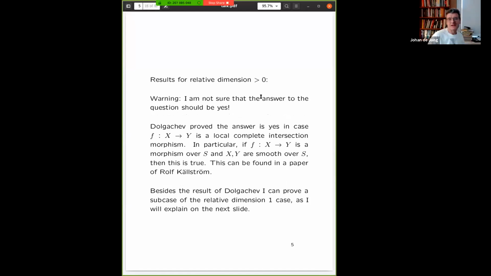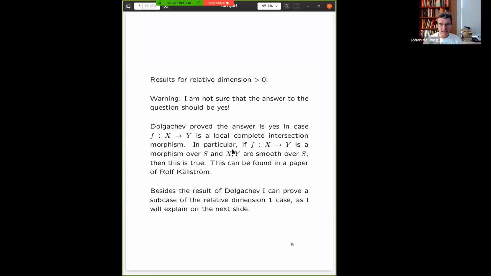Okay, so for relative dimension bigger than zero, I am not so sure that the answer to the question should be yes, that this purity should be true. Now, Dolgachev showed that if the morphism is a local complete intersection morphism, then it's true. Essentially, the way I think about it is you can reduce back to the case where both X and Y are smooth, but that's just how I think about it. And there's a paper by Rolf Källström, I don't know how to pronounce it, that does that and a lot more if you're interested. But of course, you can also look at the original papers by Dolgachev.